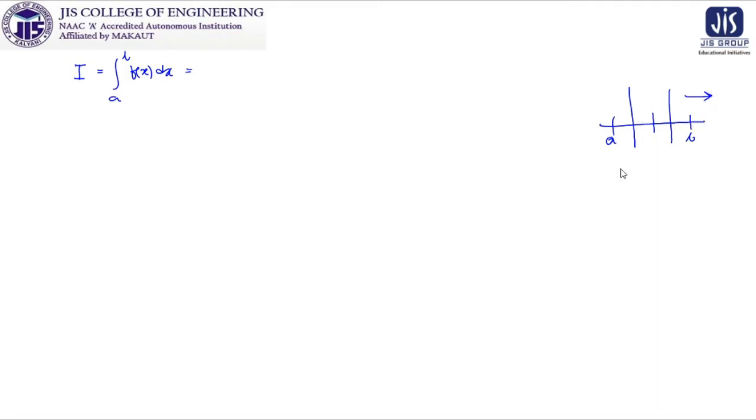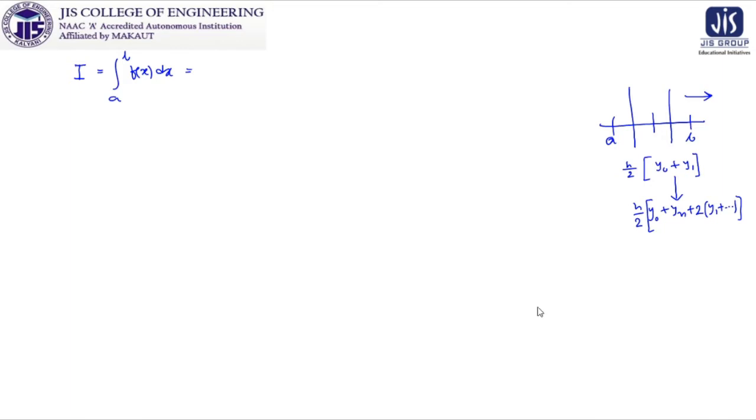Because our trapezoidal rule has the formula h by 2 (y0 plus y1), and if I want to use the composite trapezoidal rule, then y0 plus y1, then y1 plus y2, then y2 plus y3. So we get the composition as h by 2 times y0 plus yn plus 2 into y1 plus the remaining terms.